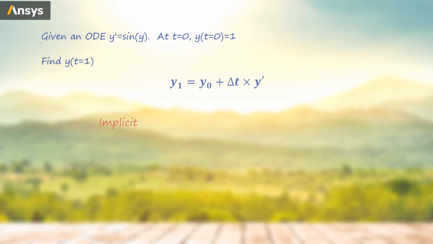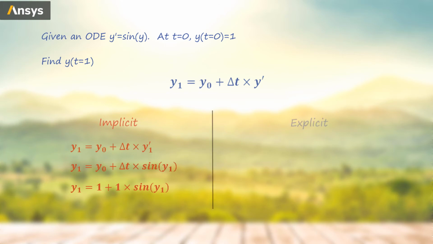For implicit method, the slope to use is the one at the unknown step, which is the derivative of y1. And by the given ODE, we know that the derivative of it equals sine of y1. Besides, we know that the time increment delta t is 1 for this problem. So the equation to find the unknown becomes y1 equals 1 plus sine of y1. You can see that the unknown appears on both sides of the equation, so we need to solve this equation to find y at time equals 1.